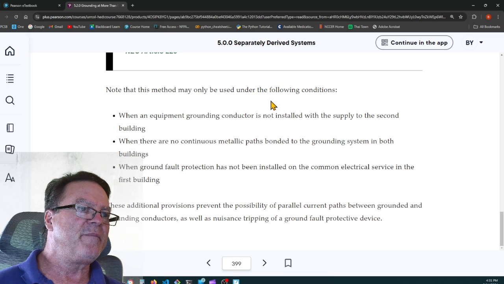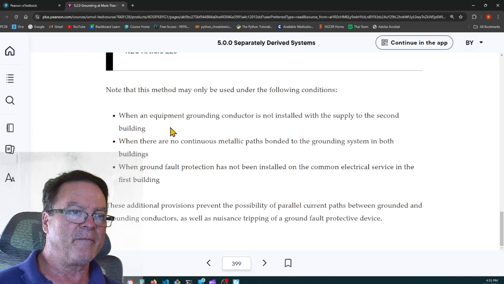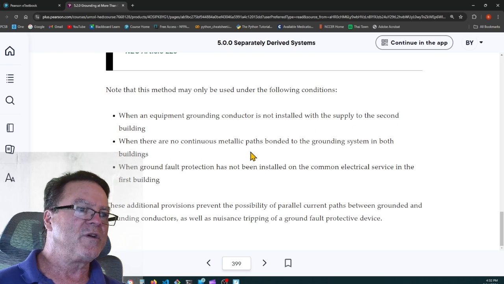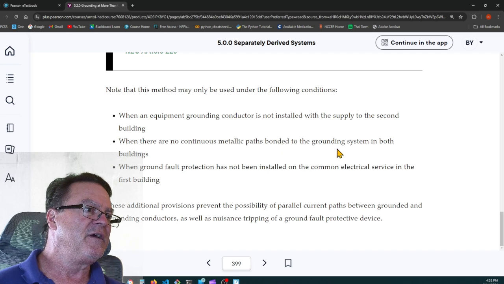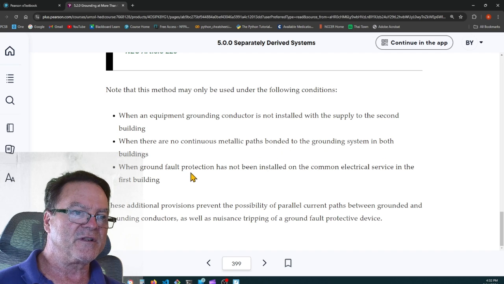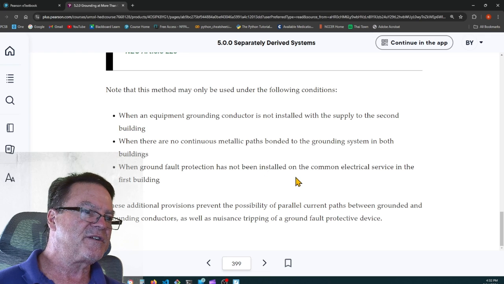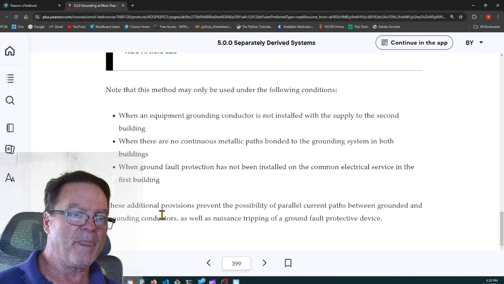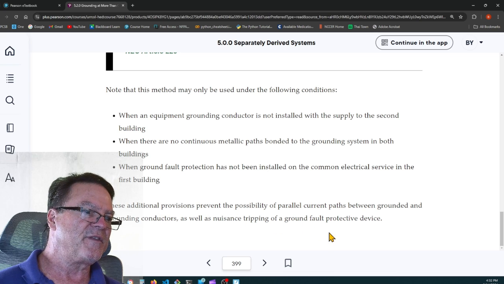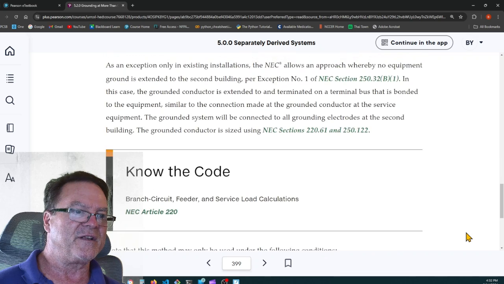Note that this method may only be used under the following conditions: when an equipment grounding conductor is not installed with the supply to the second building, when there are no continuous metal paths bonded to the grounding system in both buildings, and when ground fault protection has not been installed on the common electrical service in the first building. These additional provisions prevent the possibility of parallel current paths between the grounded and the grounding conductors, as well as nuisance tripping of a ground fault protective device.